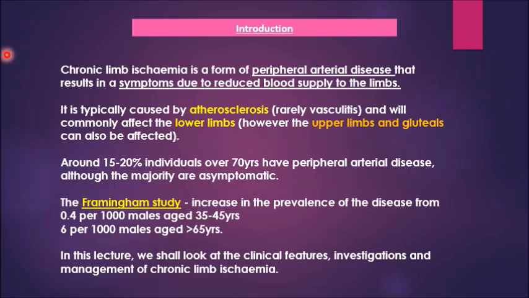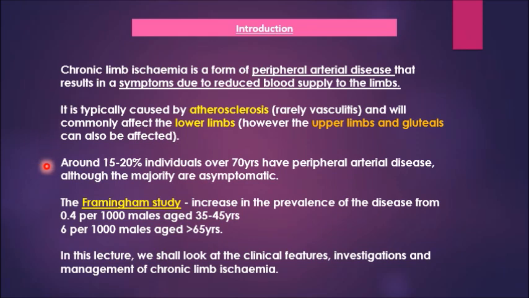Chronic limb ischemia is a form of peripheral arterial disease that results in symptoms due to reduced blood supply to the limb. It is typically caused by atherosclerosis, rarely by vasculitis. Most common is atherosclerosis, and it will most commonly affect the lower limbs. However, the upper limbs and gluteal region can also be affected.